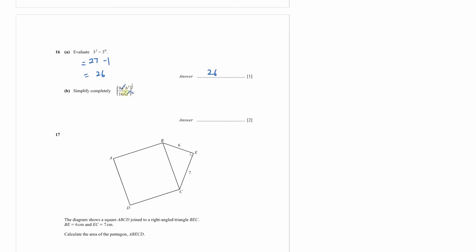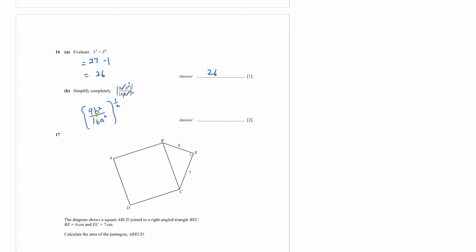And then I can cancel this b, and b power will be b power 2, because 3 minus 1 is 2. So now I have 9b squared in the numerator, and then I have 16a squared in the denominator, and then whole power 1 over 2.